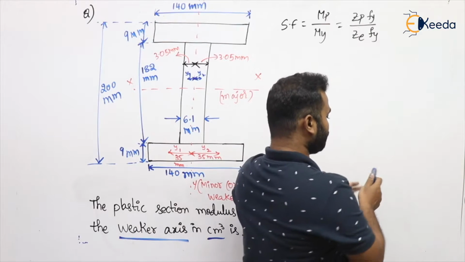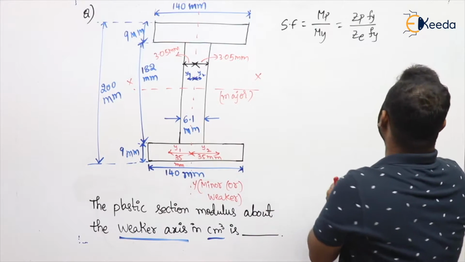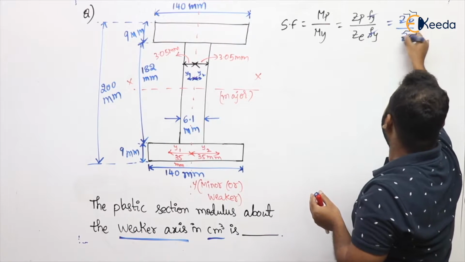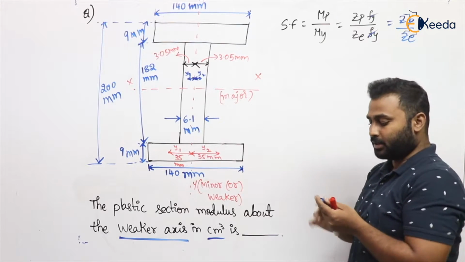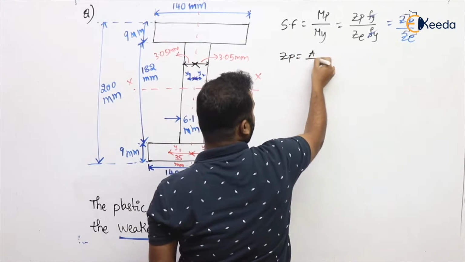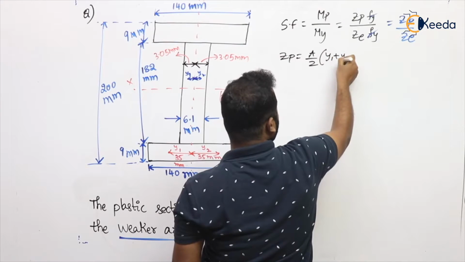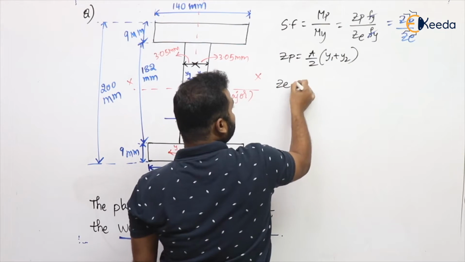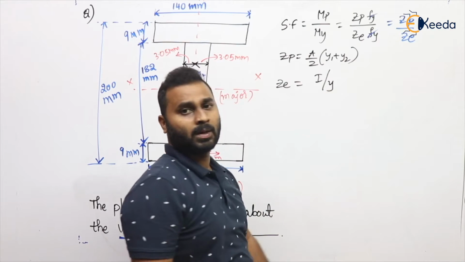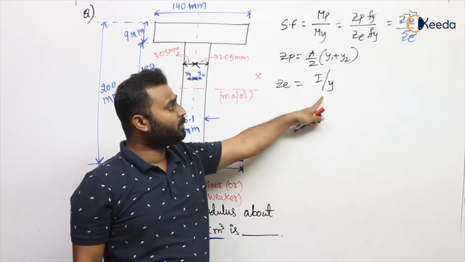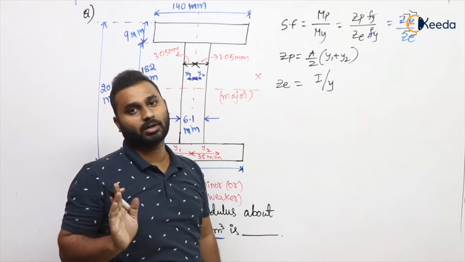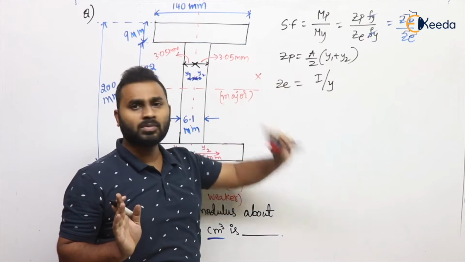Upon cancelling these two, we'll get ZP by ZE. Is that clear? That is the shape factor. Now coming to ZP, just now we have discussed what ZP is. ZP is nothing but A by 2 into Y1 plus Y2. Now ZE is nothing but moment of inertia by Y or X, it depends. So moment of inertia divided by the distance of the extreme fiber from the neutral axis of that cross section. These are the definitions.